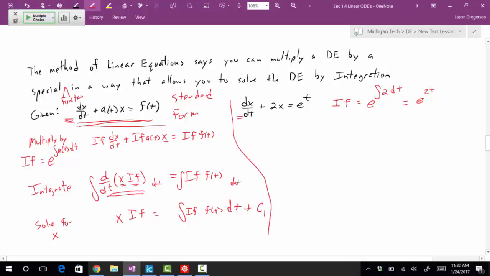Okay, so I found my integrating factor. Now what do I do? I multiply through my whole equation by my integrating factor. I get e to the 2t times dx/dt plus 2x. Sorry, other order here. Plus e to the 2t times 2x equals e to the 2t times e to the t. I've just multiplied through by my integrating factor. Now, if we've done everything correctly, this should all magically be the same thing as the derivative of my dependent variable times my integrating factor.